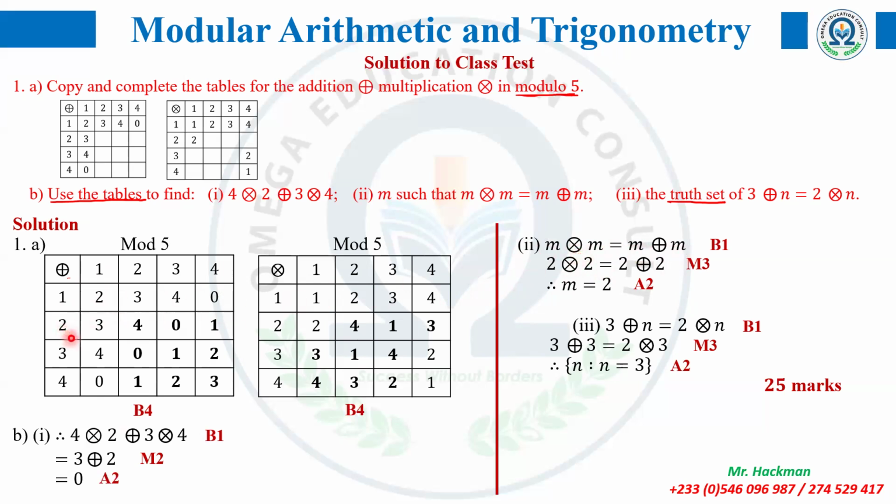Then you go and test for 2. If M is 2, 2 times 2 will give you what? Let's see, this is the multiplication table, be careful. 2 times 2 will give you 4. So this side is 4. Now let's go and do 2 plus 2. 2 plus 2 will also give us 4.